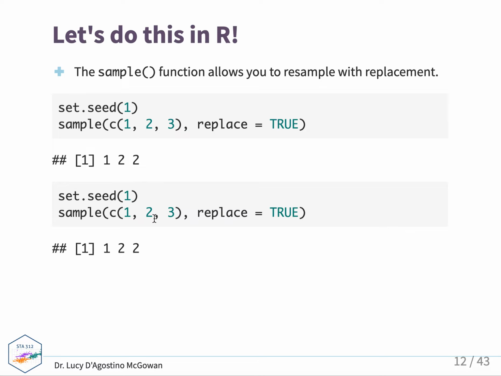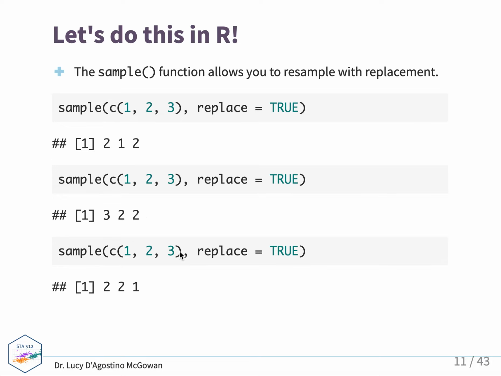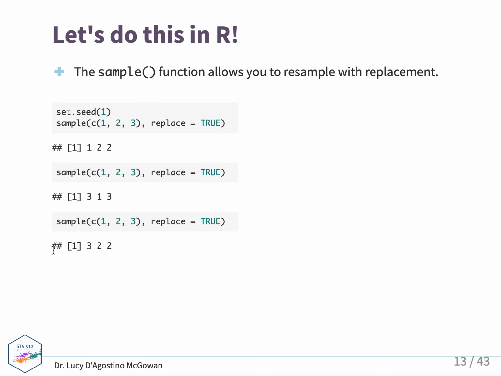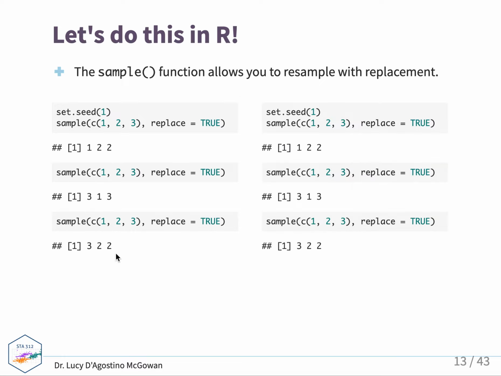So setting the seed before I run that random process ensures that I'll get the same answer as if I set the seed again and ran the random process again. So it's different than the previous slide where every time I ran it, I ended up with a slightly different random answer. When I set a seed, I always get the same answer. And so, for example, here I've set the seed at the top, and then I've completed 3 random processes, and I end up with 1, 2, 2, 3, 1, 3, and 3, 2, 2. And so if I set that seed again and I run the sample function 3 times, I end up with exactly the same answer.